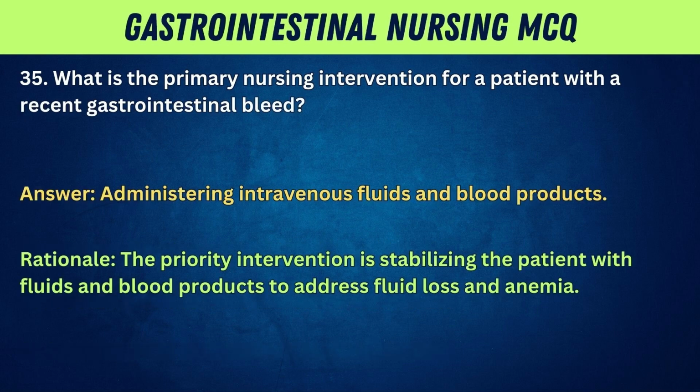Answer: administering intravenous fluids and blood products. Rationale: the priority intervention is stabilizing the patient with fluids and blood products to address fluid loss and anemia.